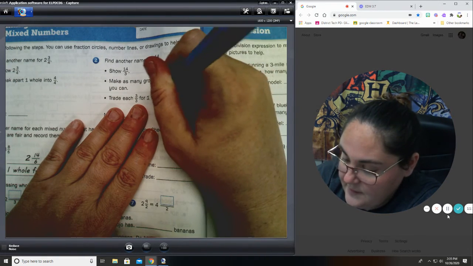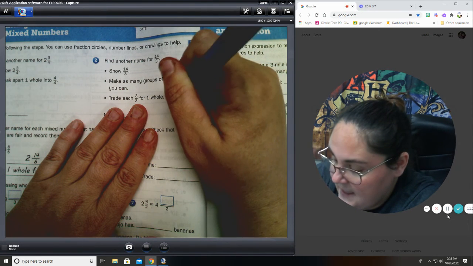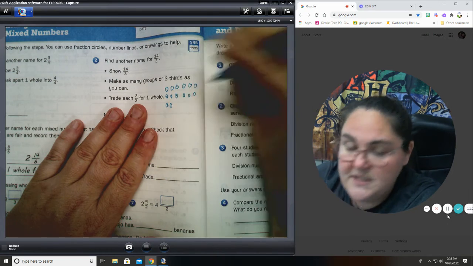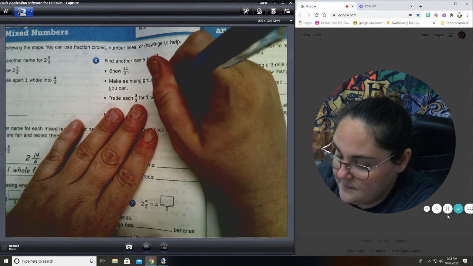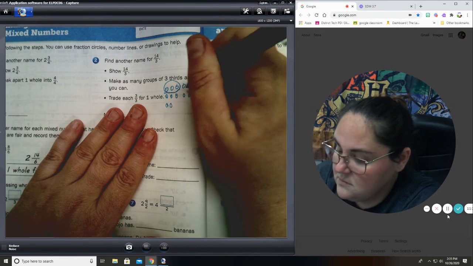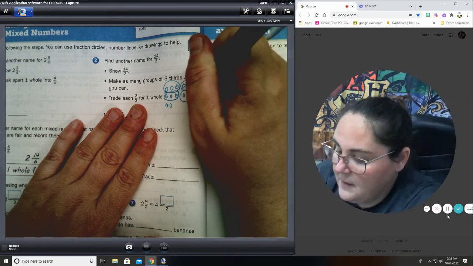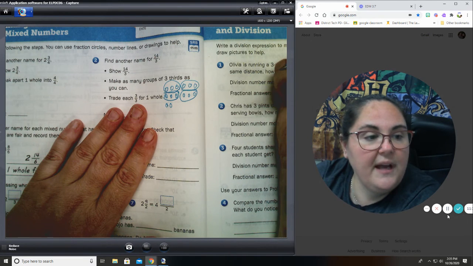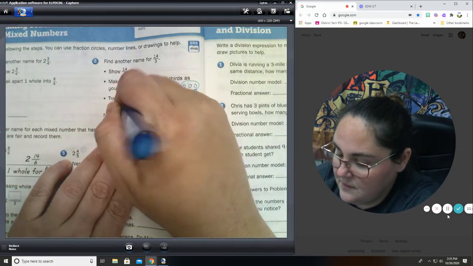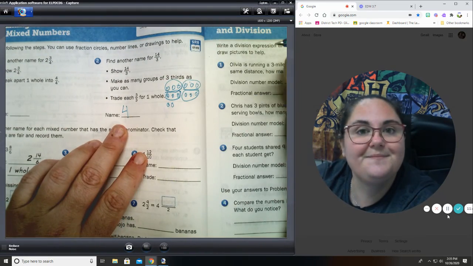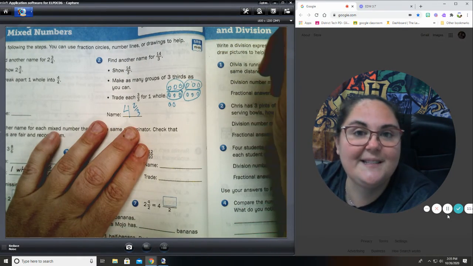I'm a picture person. 1, 2, 3, 4, 5, 6, 7, 8, 9, 10, 11, 12, 13, 14. Make as many groups of thirds as you can. So 3 thirds makes a whole. Okay. Trade 3 thirds for 1 whole. So now we have 1, 2, 3, 4 wholes. And what's left? 2 thirds. That's how you do this.